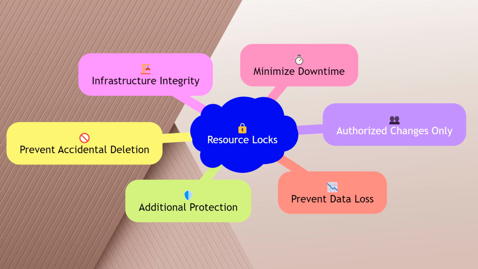Imagine you're managing a large-scale application with numerous dependencies. An accidental deletion of a key resource could lead to significant downtime and data loss. Resource locks mitigate this risk by providing an additional layer of protection. They ensure that only authorized changes are made, preserving the integrity of your infrastructure.